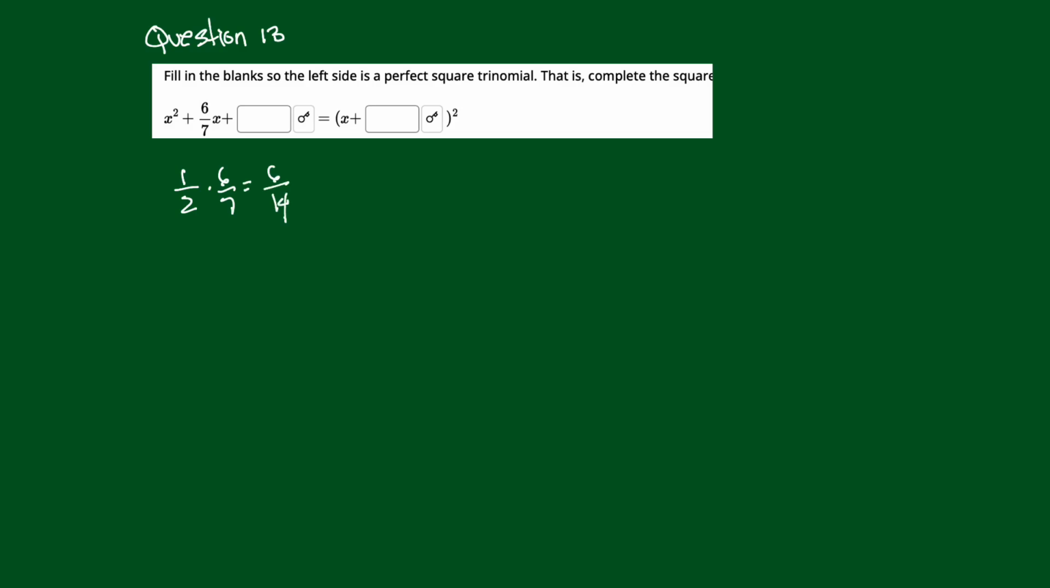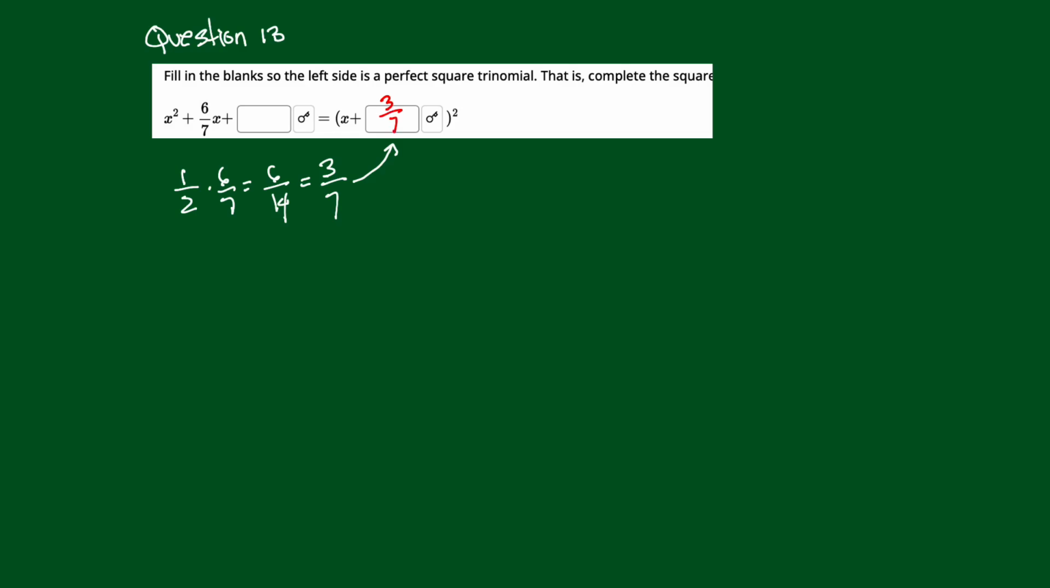But that'll reduce, right? 2 will divide into each. So if I divide each, 6 divided by 2 is 3. 14 divided by 2 is 7. All right, so 3/7. Now that 3/7, that's what's going to go right here. I've already got the x, so I'm going to write x plus 3/7.